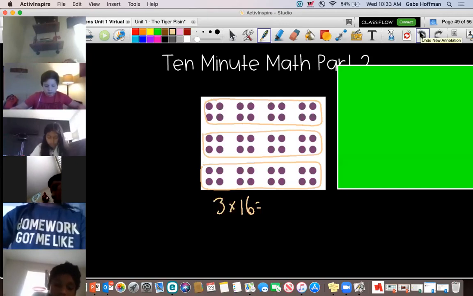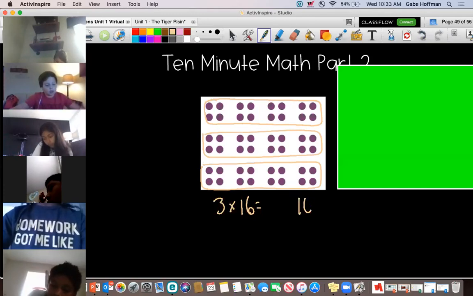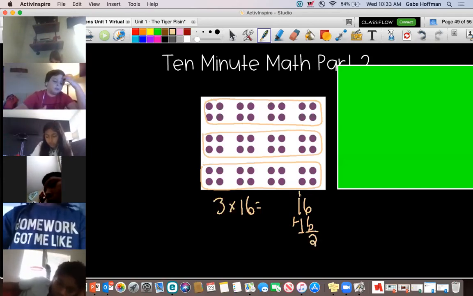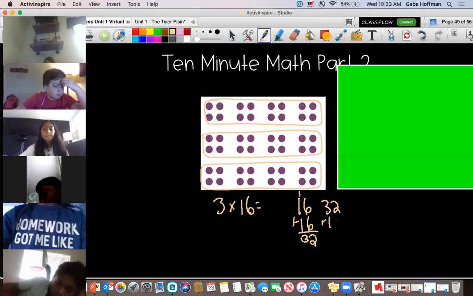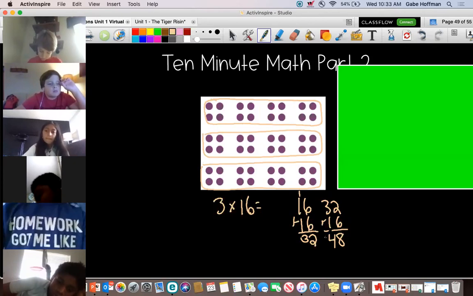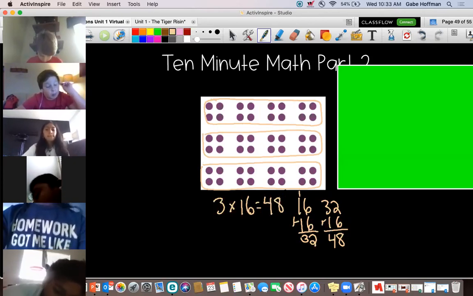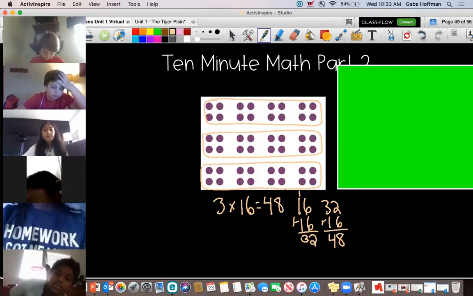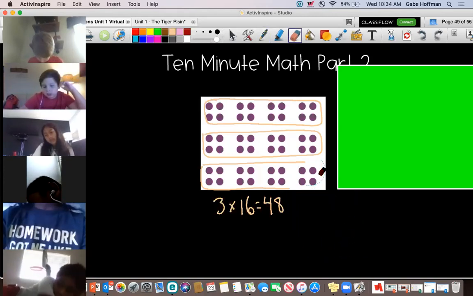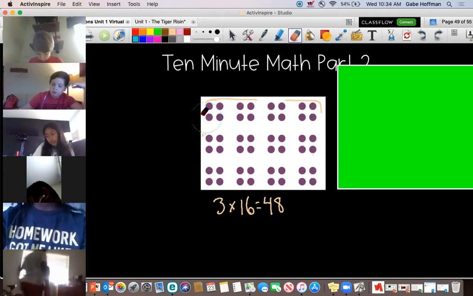We'll start with, since 16 is not a fact we know, we can do 16 plus 16. 6 plus 6, we get 12. 1 is 32. And then we do one more, 32 plus 16. 2 plus 6 is 8. 3 plus 1 is 4. And we get 48. So there was Clay's answer. Did anybody else see it a different way? Did anybody else get one that was different besides 3 times 16 equals 48?